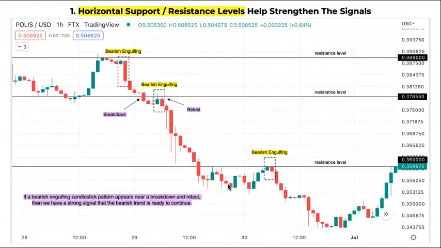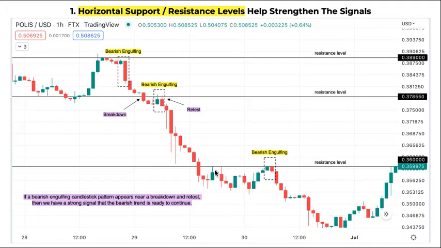No, this one should be evening star. Yep, it has something to do with a star. It's an evening star, right? So if you don't remember this pattern, it's okay. Continue to wait. Wait for a bearish engulfing candlestick pattern to enter. Yeah, this is an evening star. Remember the evening star?